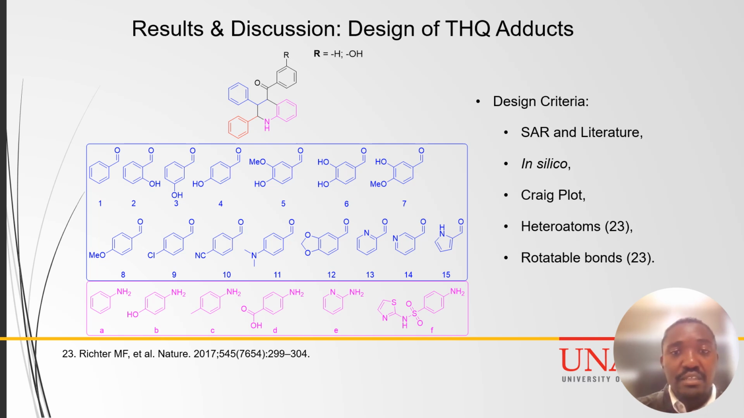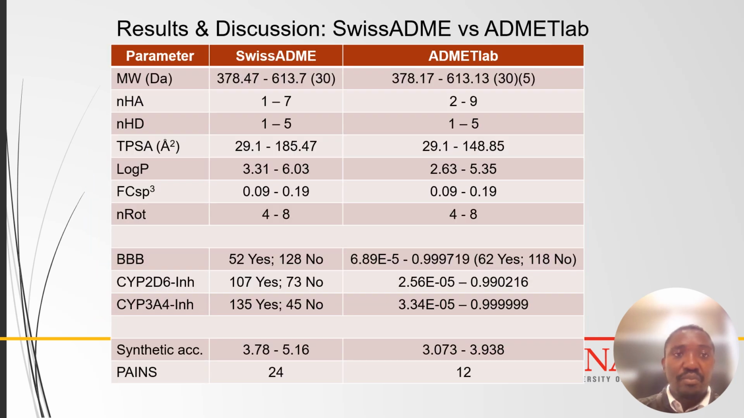And then the last two aspects that we looked at when it came to the design is that our adducts should have more heteroatoms as well as few rotatable bonds, because it has been shown that most antibiotics have more heteroatoms as well as few rotatable bonds. Then in terms of the results of the in silico, we did the in silico using two servers, that's the SwissADME as well as the ADMETlab. And what we found out is that these two servers, in terms of the results, are comparable.